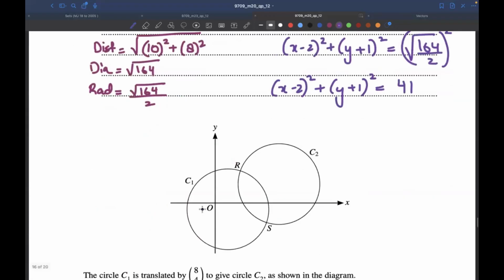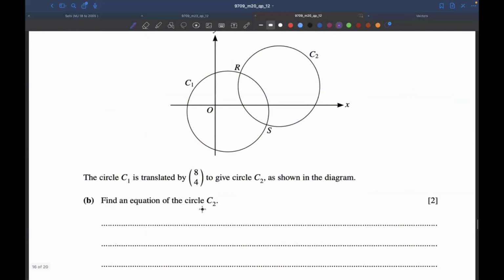In part B, it says that the circle C1 is translated to give circle C2. We have to find the equation of the circle. Now we know that the coordinates of the center of C1 were 2 and -1. Now when we translate it by 8 units in the x-axis, that will now be at positive 10, and then it will move 4 units upwards. So -1 plus 4, that will make it positive 3.